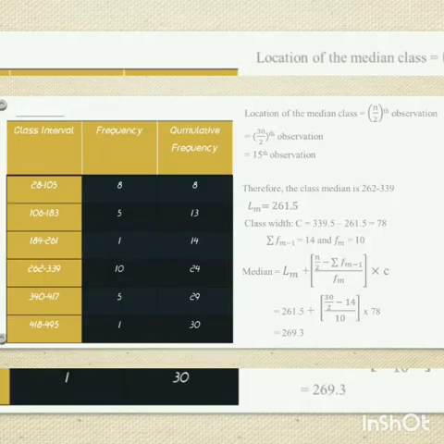To find median, we have to find the middle of the observation data. Then we must calculate the median lower boundaries such as 261.5 and put all the data inside the formula given, and we found 269.3 is the median for academic qualification level in polytechnic.